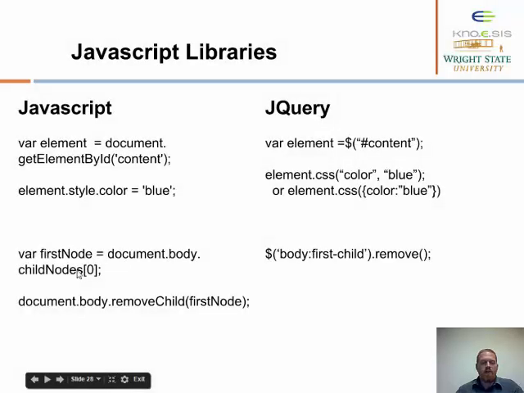Of our first nodes, this is where we removed the first node of the body, and both these lines of code can be shorthanded to telling the body. This is a selector. We're telling the body to look for the first child and then just remove it.